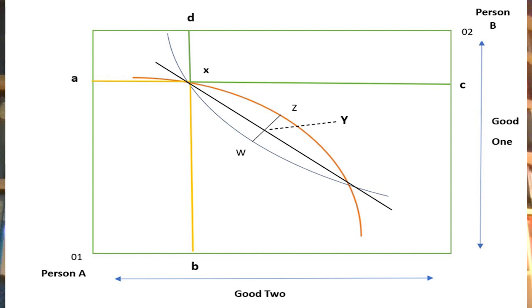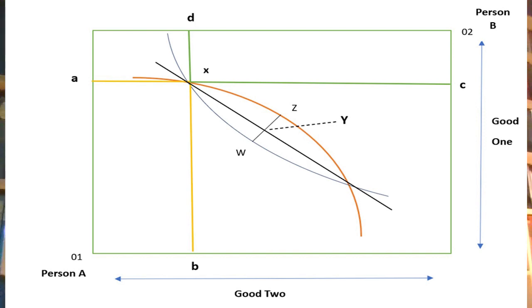At point X, person A has O1A of good 1 and O1B of good 2. The indifference curve passes through this point and shows other combinations of goods 1 and 2 which yield person A the same amount of happiness they had at point X. Such a point is W. Person A likes the combination of goods 1 and 2 at W equal to the amount they like the combination of goods at X. They are, we say, indifferent between them.